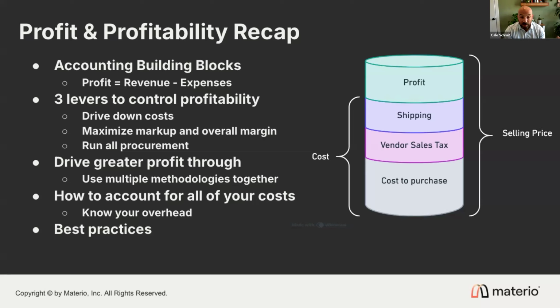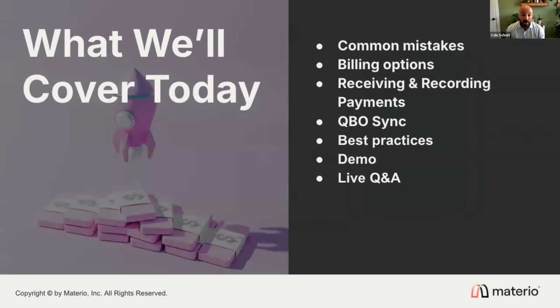So now that we know how to price things, we're going to talk about invoicing items. We're going to go over some common mistakes that we see here at Materio, some things that I run into. I looked into the chat history and came up with some things that we see a lot. And what we're going to do is talk about the different tools that we can use for receiving payments and requesting payments. And then touch a little bit on the QBO Sync.